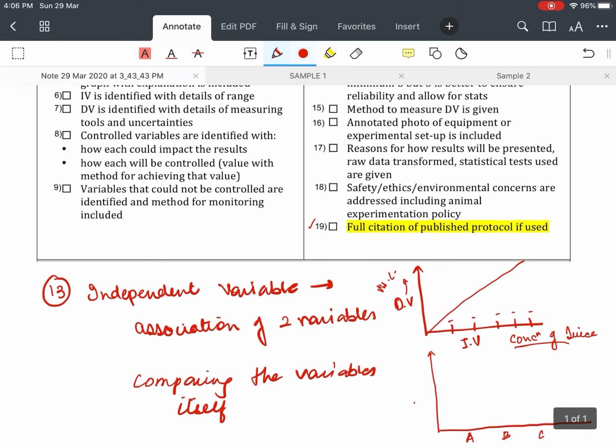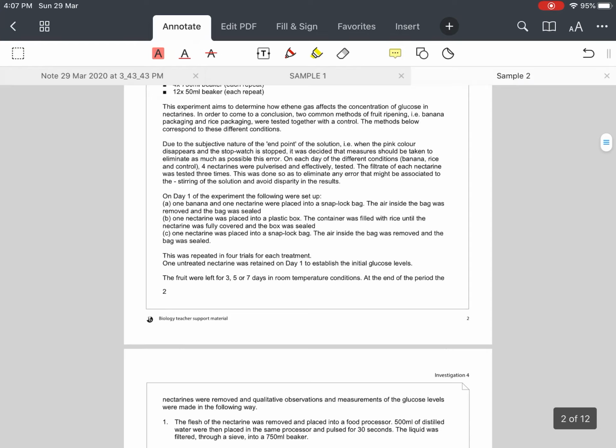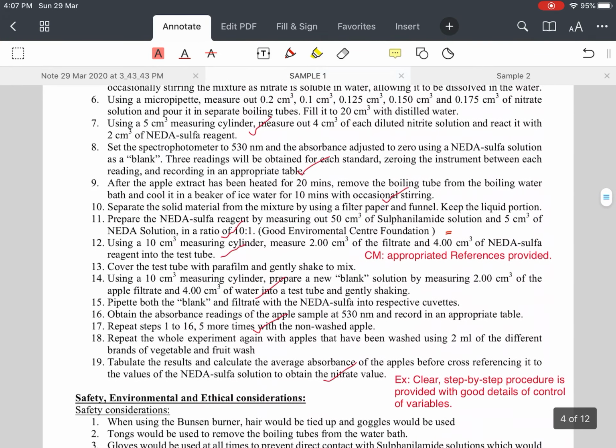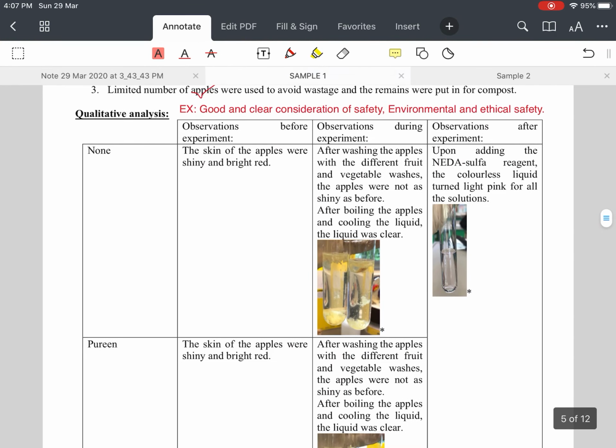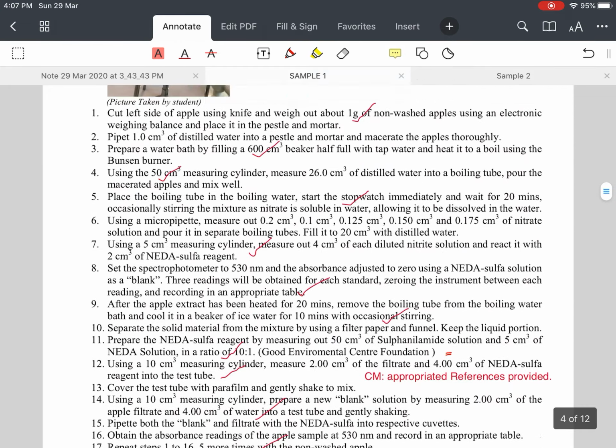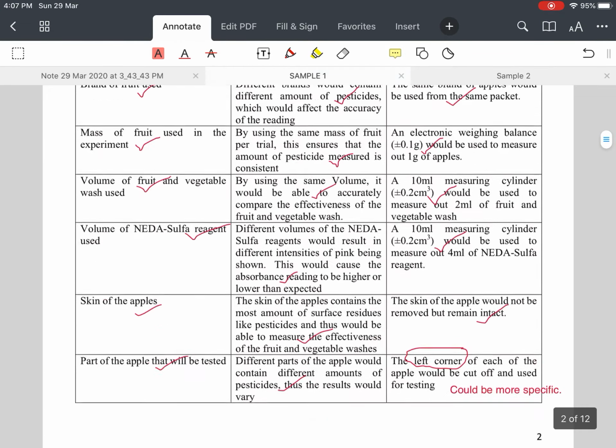For the t-test, 10 trials must be the minimum. It can be more than 10, but minimum 10. So that's why it is written that the method of manipulating the IV is given. How you're changing, for example, if your independent variable is concentration, how you're changing the concentration. If your independent variable is the type, how you're changing the type.